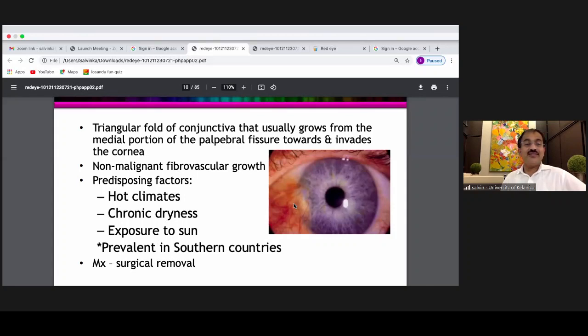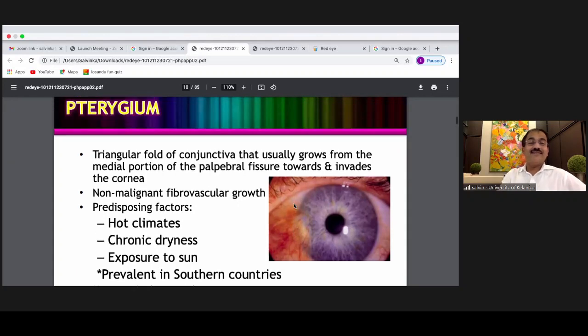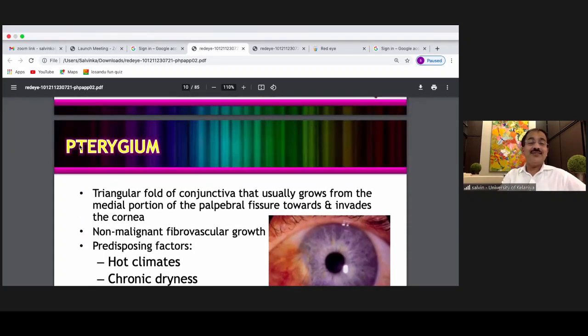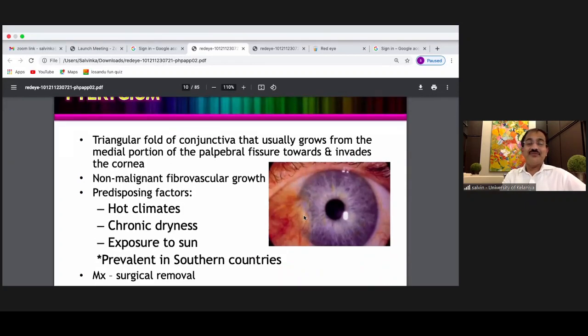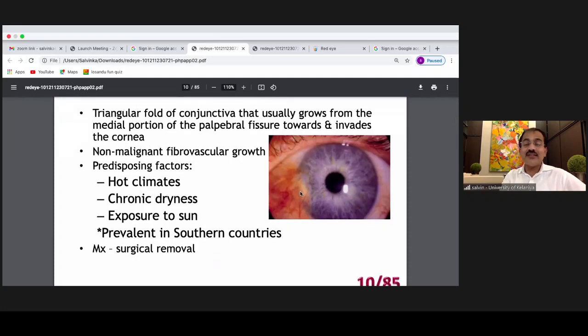Very good. What is this? How do you pronounce this? Pterygium. This is called pterygium. What has happened?